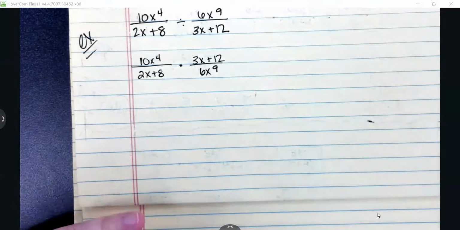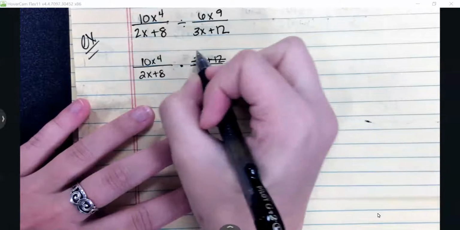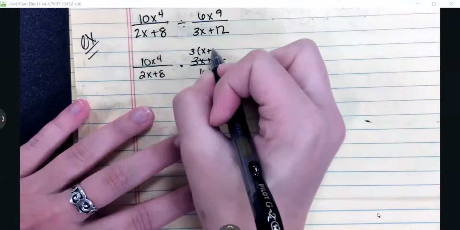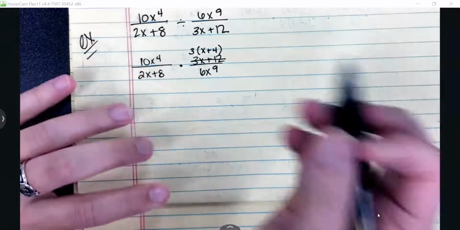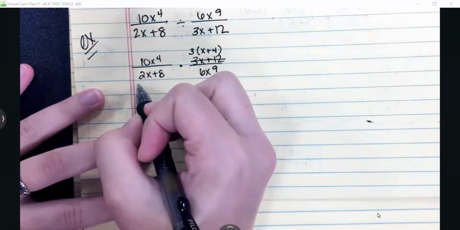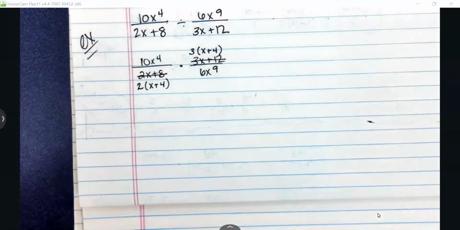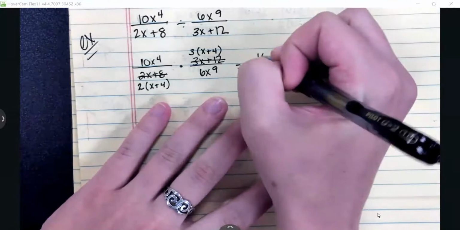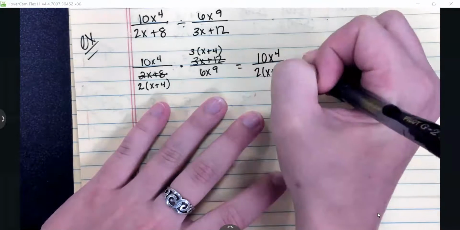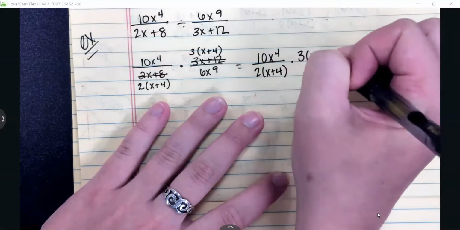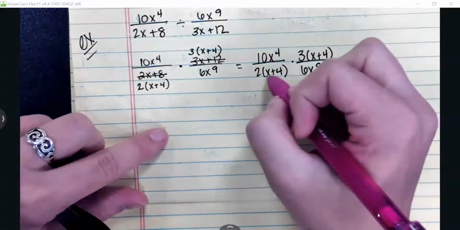GCF where? 3x plus 12, what's my GCF? So this will have a 3x plus 4. Can I have a GCF somewhere else? Yes. 2x plus 8 has a GCF of 2 with an x plus 4. So I'm going to rewrite real quick just so I can keep it neat. What is something I notice can happen? Okay, my x plus 4s can cancel out.